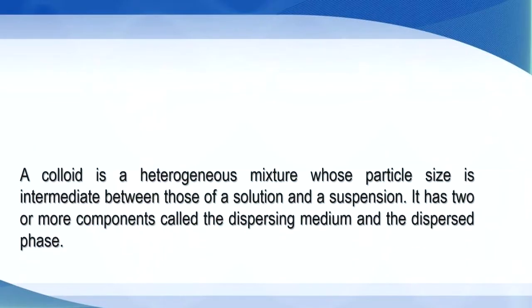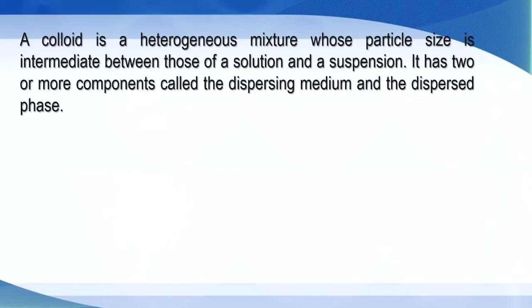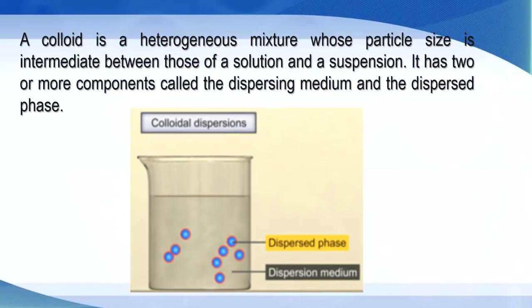Okay. So, a colloid is a heterogeneous mixture. So, tandaan, a heterogeneous mixture whose particle size is intermediate between those of a solution and a suspension. So, it has two or more components called the dispersing medium and a dispersed phase. So, like the solution, ang solution ay may solvent and solute. So, ang colloid naman ay meron din siyang tinatawag na dispersing medium and a dispersed phase. Yan. So, parang kung sa solution titingnan natin, ang mga tinatawag nating dispersed phase ay yung mga solute. At yung pag sinabi nating dispersion o dispersing medium, ito yung mga solvent. Okay, pero ang tawag sa colloid or pag mga colloidal mixture, ang tawag ay dispersed phase and dispersing or dispersion medium.